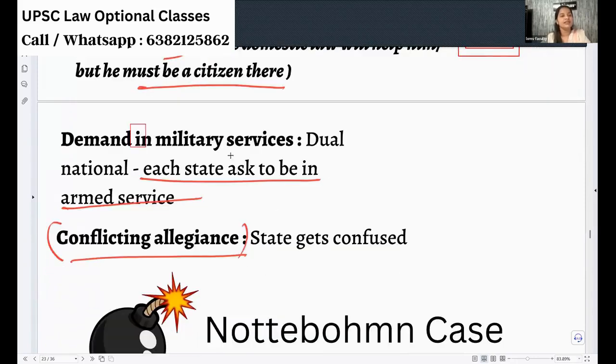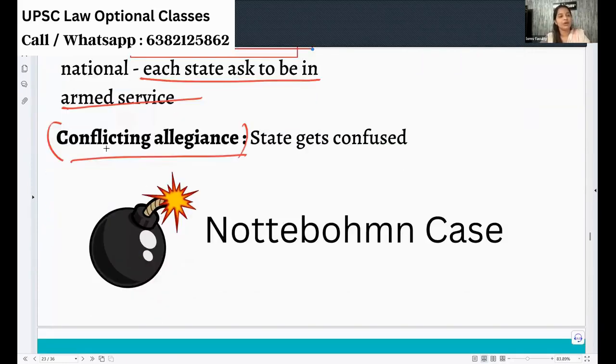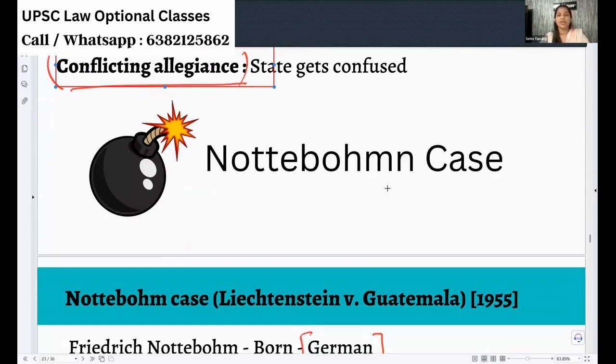And next, demand for military service. You have dual citizenship. On the face of it, you owe allegiance to both the countries. And the national service of both the countries calls you, or even a single state calls you. Say, for example, citizenship of UK and Australia, and Australia is telling you that you have to join the armed service of Australia. Whether you can join, that will be a problem. Demand for military service will be a problem. There will be conflicting allegiance. You can owe allegiance only to a particular state. That is one problem.